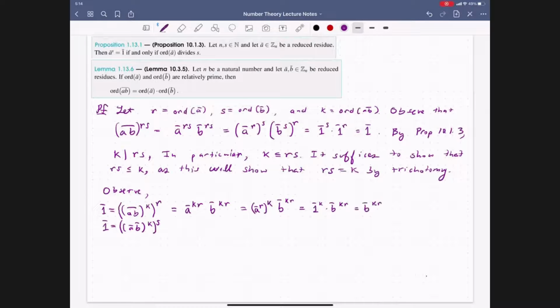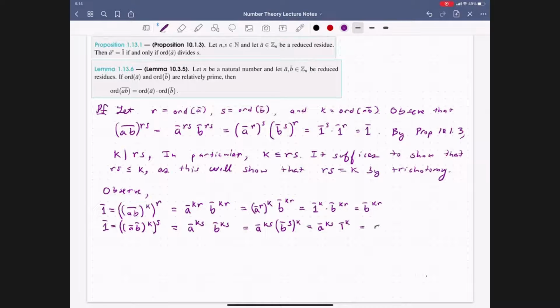And if we look at the bottom equation, this is going to be the same thing, but now it will be ks instead, and b bar to the ks. But now s is the order of b bar. And so let's go ahead and write this as a bar to the ks, and then we have b bar raised to the s first, and then to the k. And so this is going to give us a bar to the ks, and then 1 bar to the k.